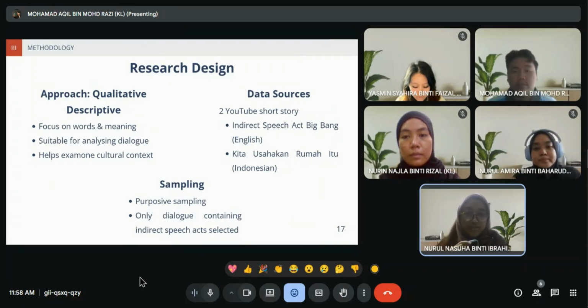So we use a qualitative descriptive design because our data is based on dialogue. This approach helps us analyze indirect speech acts and their cultural meaning.